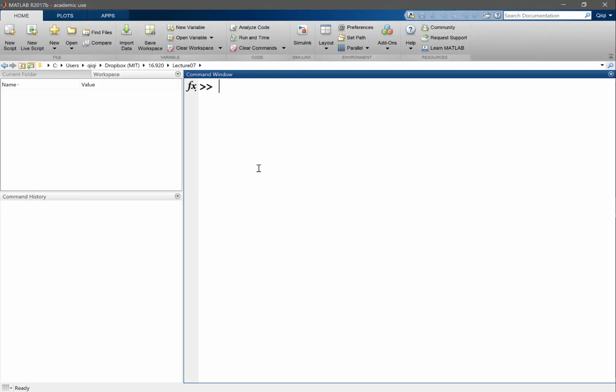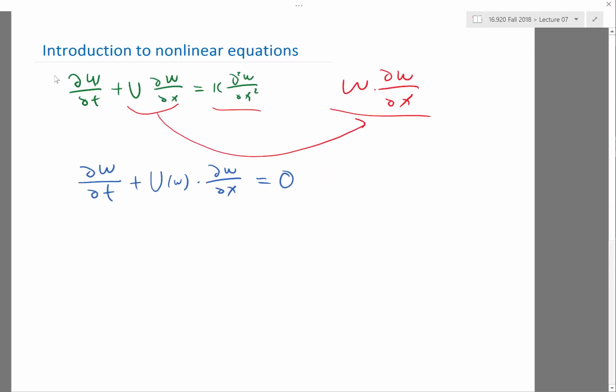Let's start by looking at the equation. Let's say u(w) is equal to w. This equation is called Burgers' equation, where u denotes the speed of advection. In previous classes, when u is a constant, a positive u means the wave is moving towards the right, and a negative u means the wave is moving towards the left. Here, the speed of the wave depends on the solution itself. If the solution is large, the speed is large, and if the solution is small, the speed is small. In particular, if the solution is negative, I have a movement towards the left, and if the solution is positive, I have a movement towards the right.